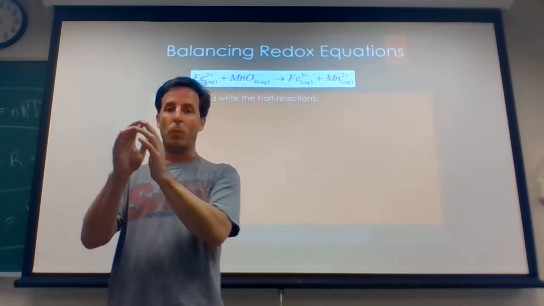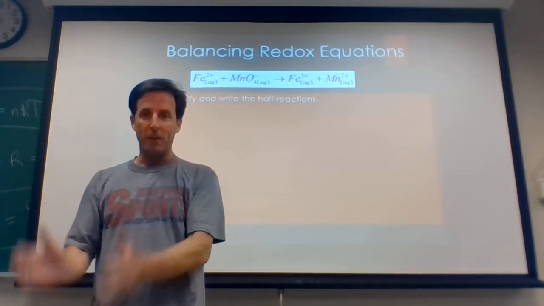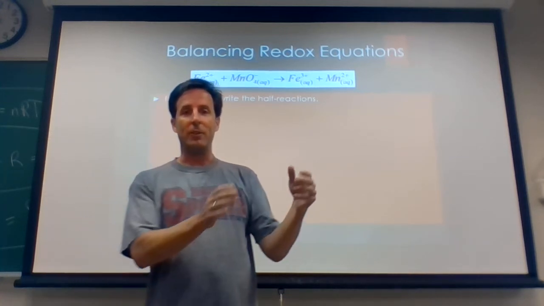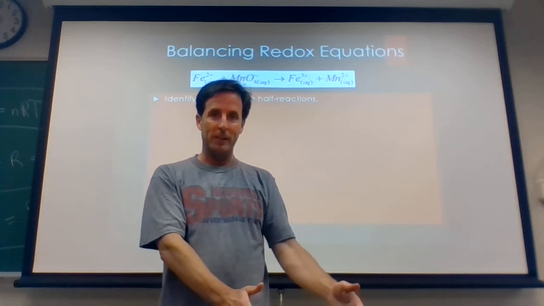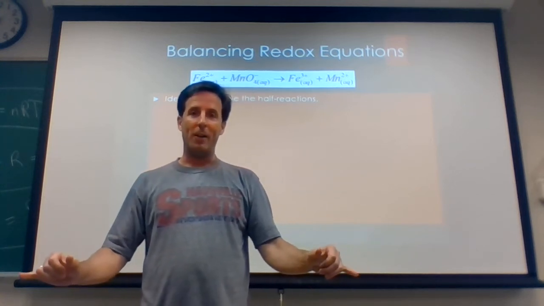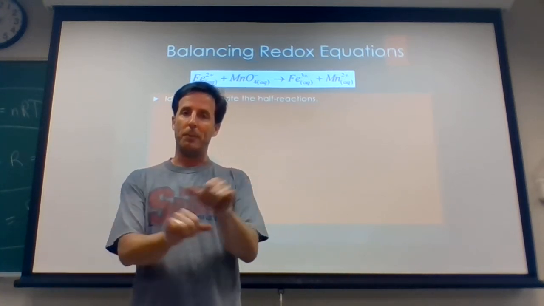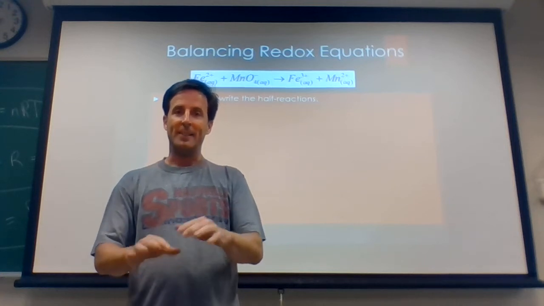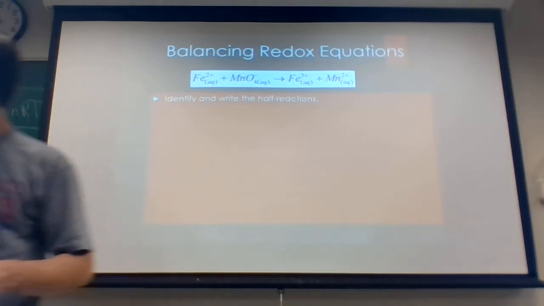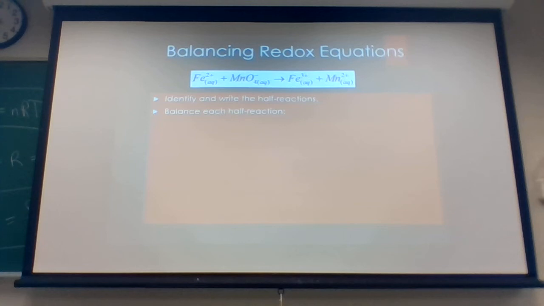I'm going to focus on one half reaction, get it fully balanced. Then I'm going to get the other half reaction fully balanced. Once I have them fully balanced, there's going to be a procedure for how we put them together, and then I can simplify it down from that. So write down your half reactions.